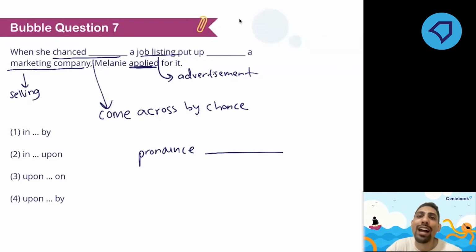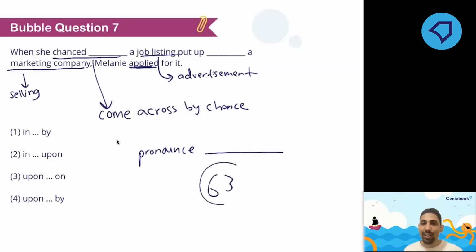Advertisement. Now we know advertisement is American. Advertisement is British, with your teacups and your tea, right? But I know a lot of you watch these American YouTubers, so I know a lot of you kids speak like Americans. So if you speak like an American and you say advertisement, that's fine. Okay, that's your deal. I don't have a problem with that.